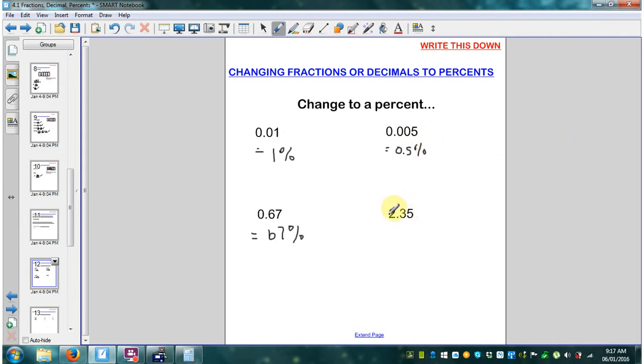Alright, and here we have a number that's greater than 1. We have a digit in our ones place value. So just follow the same rules. Take our decimal, move it 2 places to the right. 1, 2. So we have 235 now instead. And we just add our percent sign. And yes, sometimes we can have percents that are over 100.